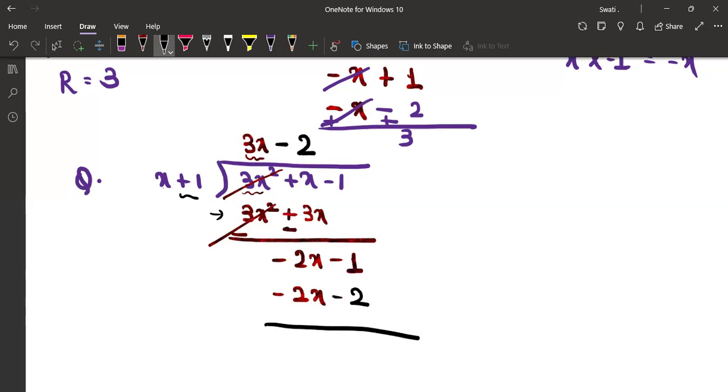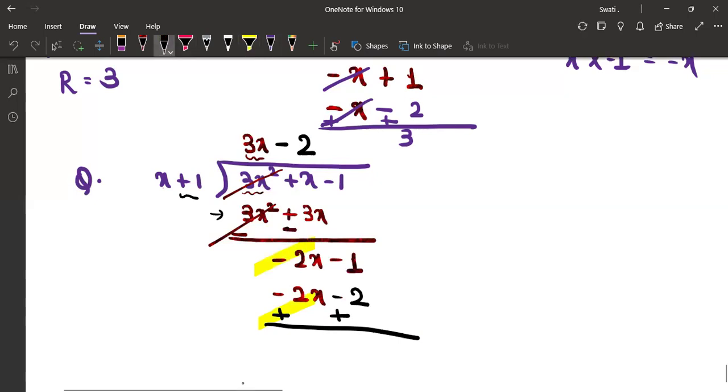What will you do now? You will reverse the sign. Minus will become plus, minus will become plus. Tell me, what's the answer? Of course, minus 2x and plus 2x will get cancelled.